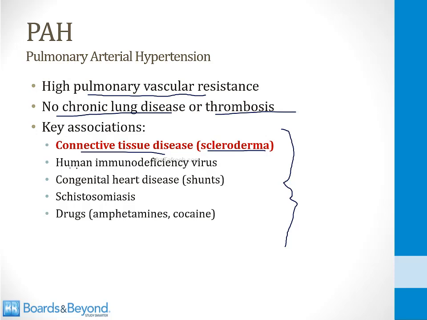Patients with late-stage HIV infection can develop pulmonary hypertension. Congenital heart disease associated with shunts can chronically flood the lungs with high flow as blood comes from the left to the right in a shunt. Eventually, this can cause high PVR and the shunt can reverse. That's called Eisenmenger syndrome, and I talk about that in the videos on congenital heart disease. Infection with the helminth schistosomiasis is associated with pulmonary arterial hypertension. And then PAH has also been described in patients who chronically use drugs like amphetamines and cocaine, which are vasoconstrictors.